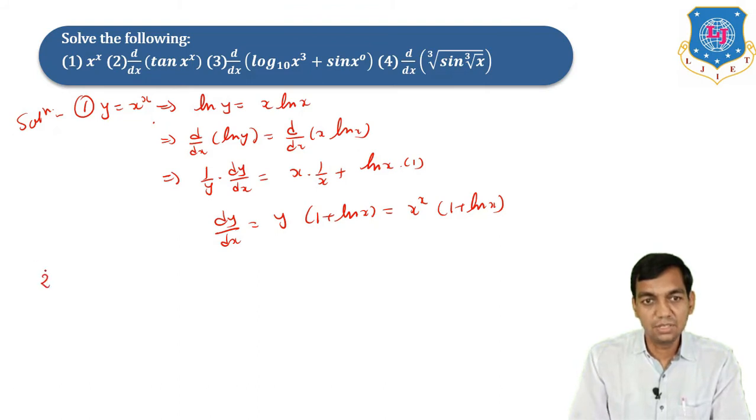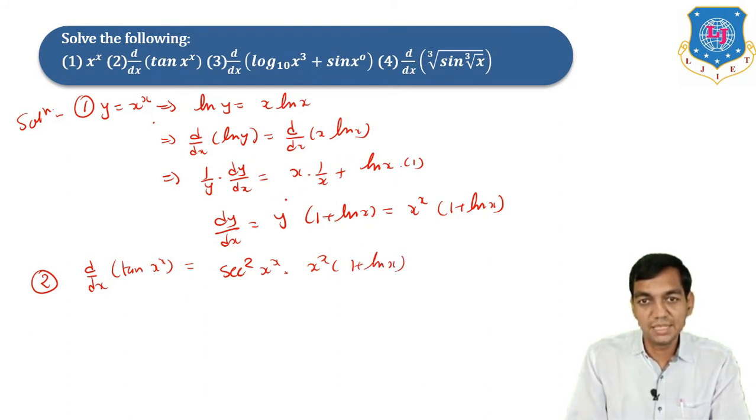Now in the second one, the x raised to x derivative we are already aware of. So we are going to use it directly. So d by dx of tan x raised to x. Now tan has a derivative sec square x raised to x into the derivative of x raised to x, that is x raised to x into 1 plus log x. In the exam you have to find this separately and then put it here.